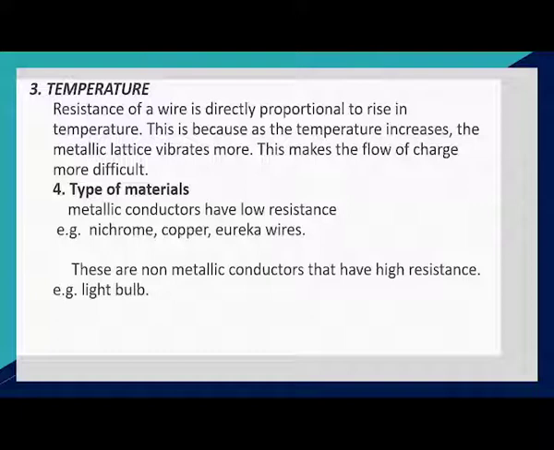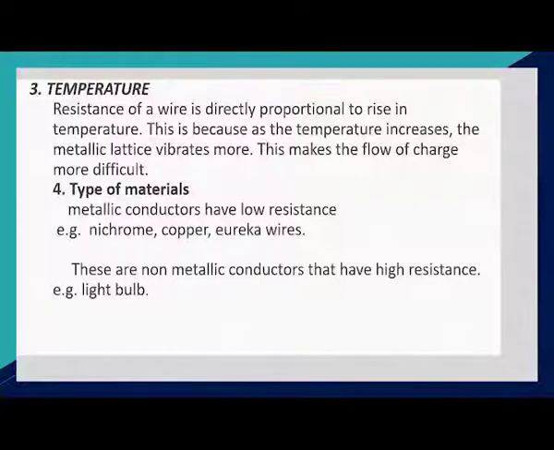Then type of material. We know that some materials are good conductors of electricity and some are not. Those that are good conductors of electricity have low resistance. And those that are bad conductors of electricity have high resistance. Remember, resistance is the opposition to the flow of charges. If there is more resistance, that means charges are passing through with difficulties. It's because of that resistance.